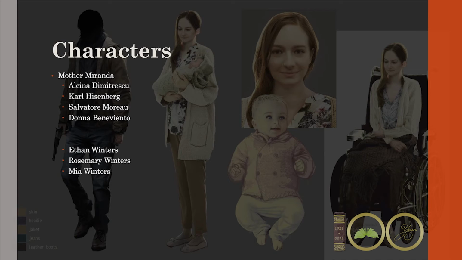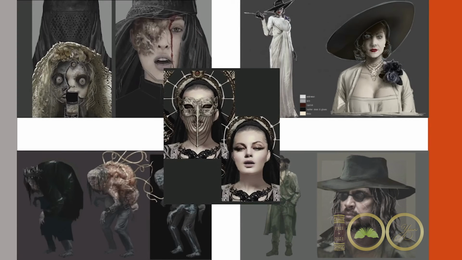And so now the villain, Mother Miranda, who's the main villain, wants your daughter to try and figure out a way to achieve immortality. So she takes your daughter, and as Ethan Winters, you have to go save your daughter back. At that point, you need to go against her four horsemen: Lady Dimitrescu, Heisenberg, Moreau, and of course Benevento. On the next slide I'm going to show you exactly what each of the images are.